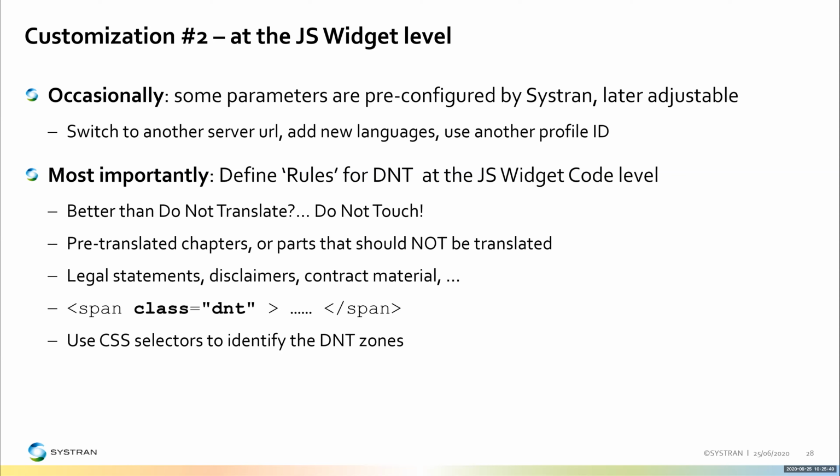But most importantly also, it's defining rules for DNT, for do not translate, right? So typically these are span tags or with a class. There's a class like class equal DNT, and that will allow you to tag a whole set of sentences that should not undergo translation. That could be a whole paragraph.